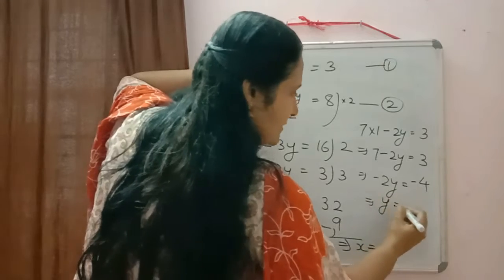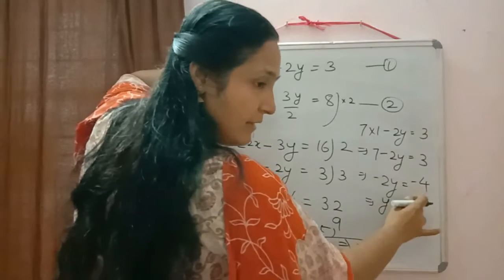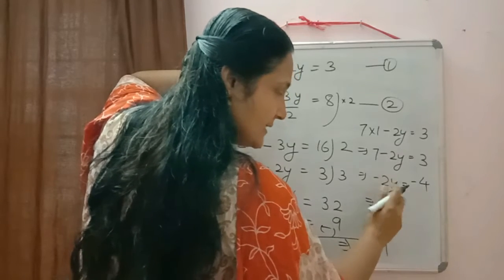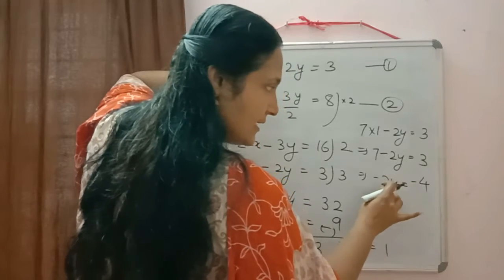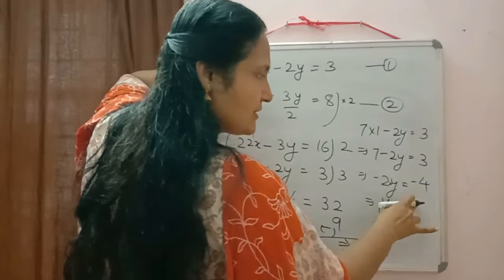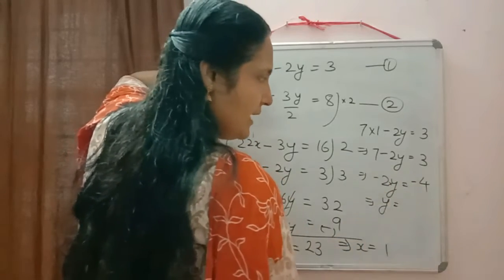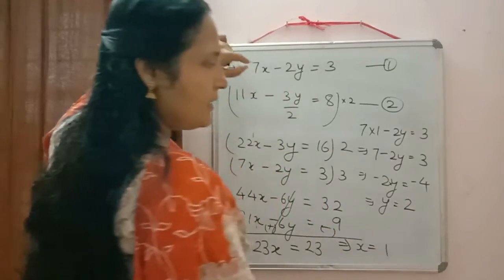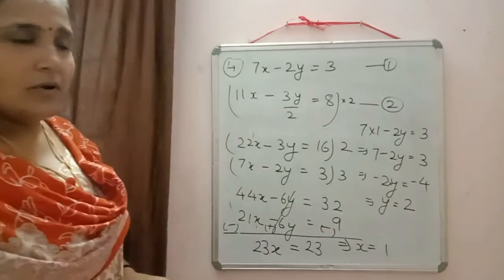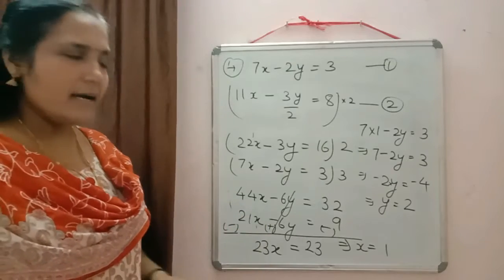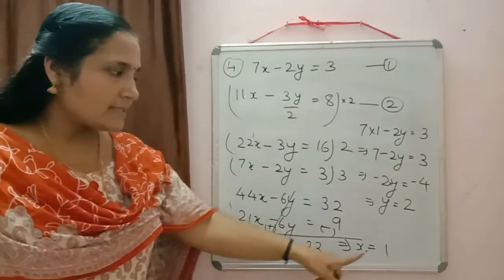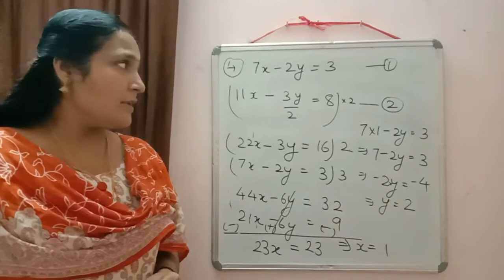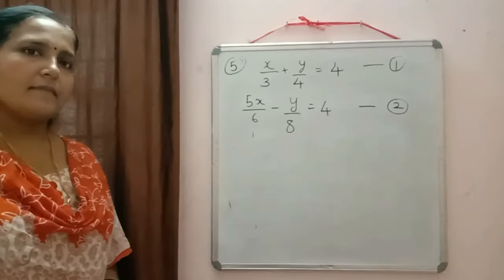And then y is equal to minus 4 divided by minus 2, not 2. We are changing the sign, meaning we are changing the multiplication into division, not subtraction into addition. So minus 4 divided by minus 2, that will be equal to y is equal to 2. Don't forget to write the answer at last. Write down there: answer x equal to 1 and y is equal to 2. So moving on to the next question.